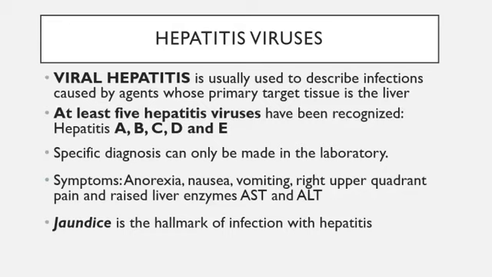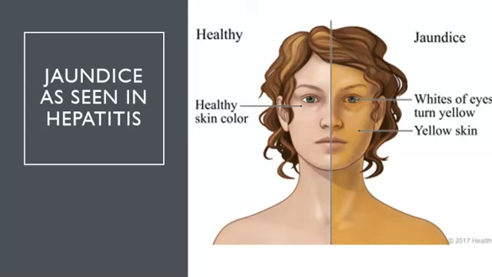And we're going to look at the next slide to see exactly what jaundice looks like. So here is a comparison of a healthy patient versus a jaundiced patient. In a jaundiced patient, the whites of the eyes and the skin are going to have a yellow appearance.